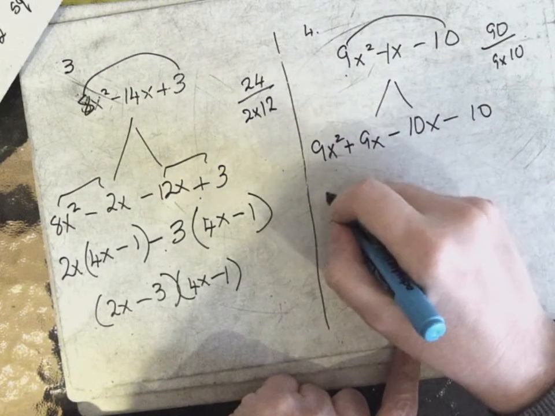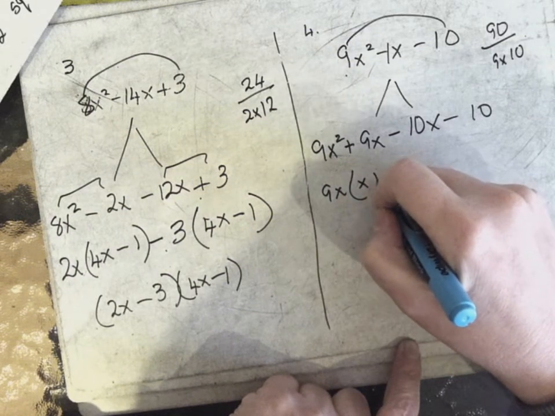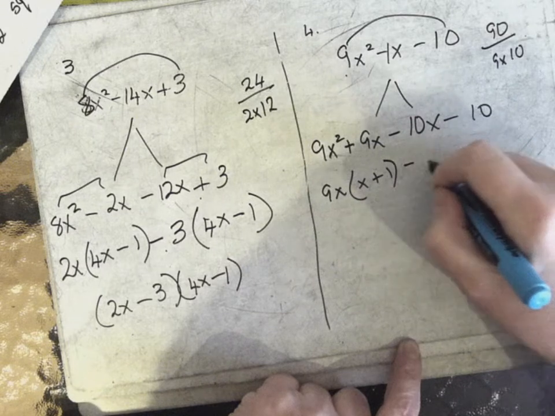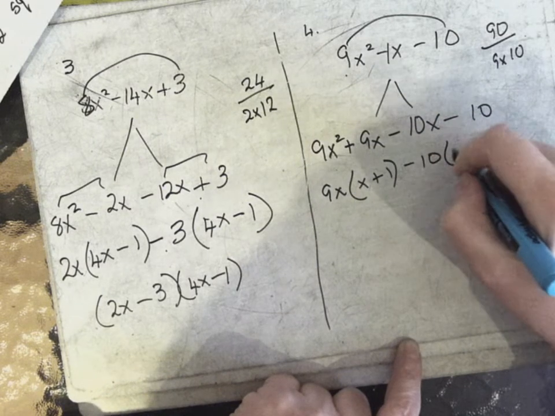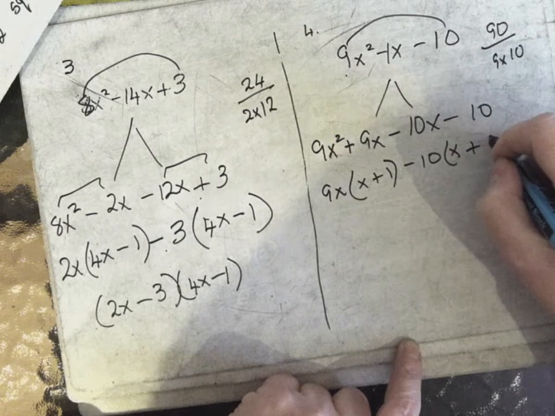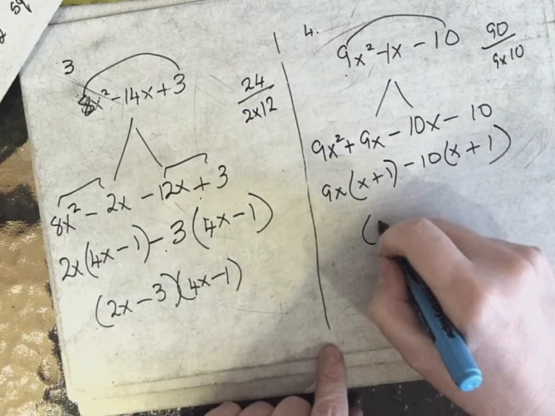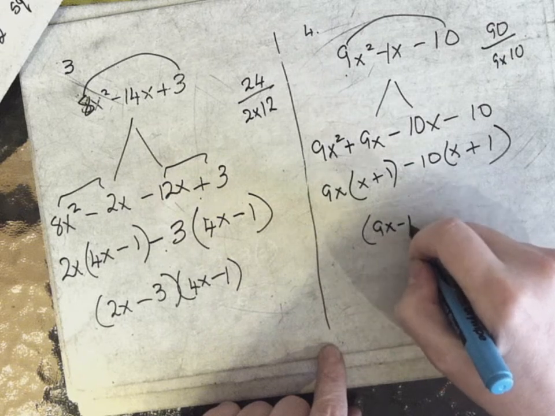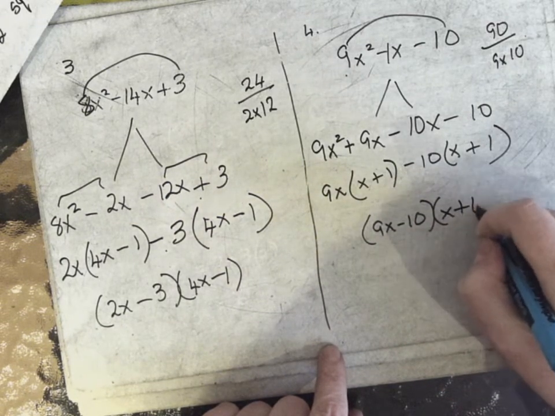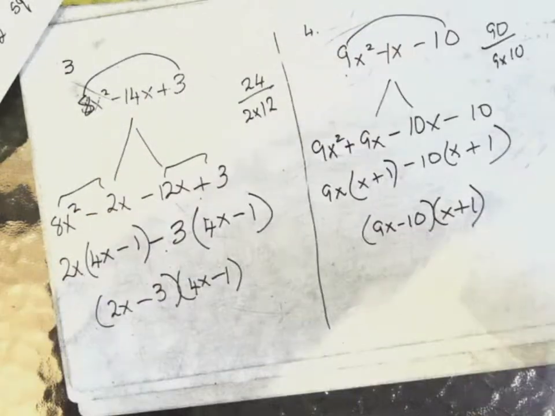So out of the first, take out what's common, it's a 9x. What's left? X plus, everything's gone out, so it's a 1. And here I'm taking out a minus 10, and what's left? X. I took out a minus, that changes to a plus, and 10 by 1 is 10. So your brackets are the same, so your first bracket is 9x minus 10, and your second bracket is x plus 1. So that's type 3. Okay? Then finally, type 4.